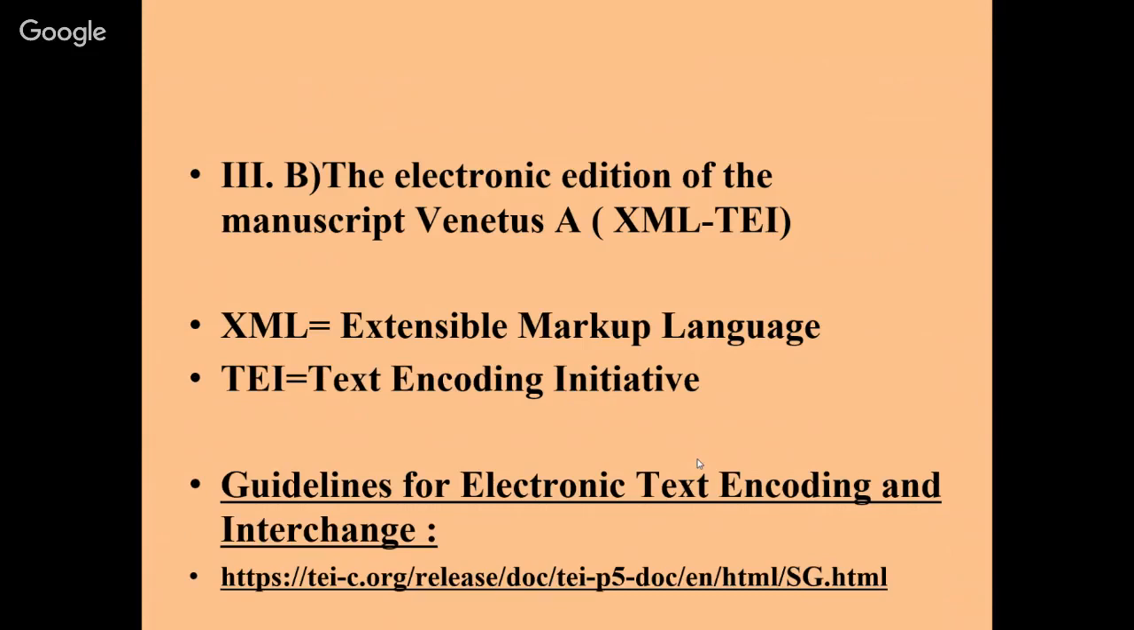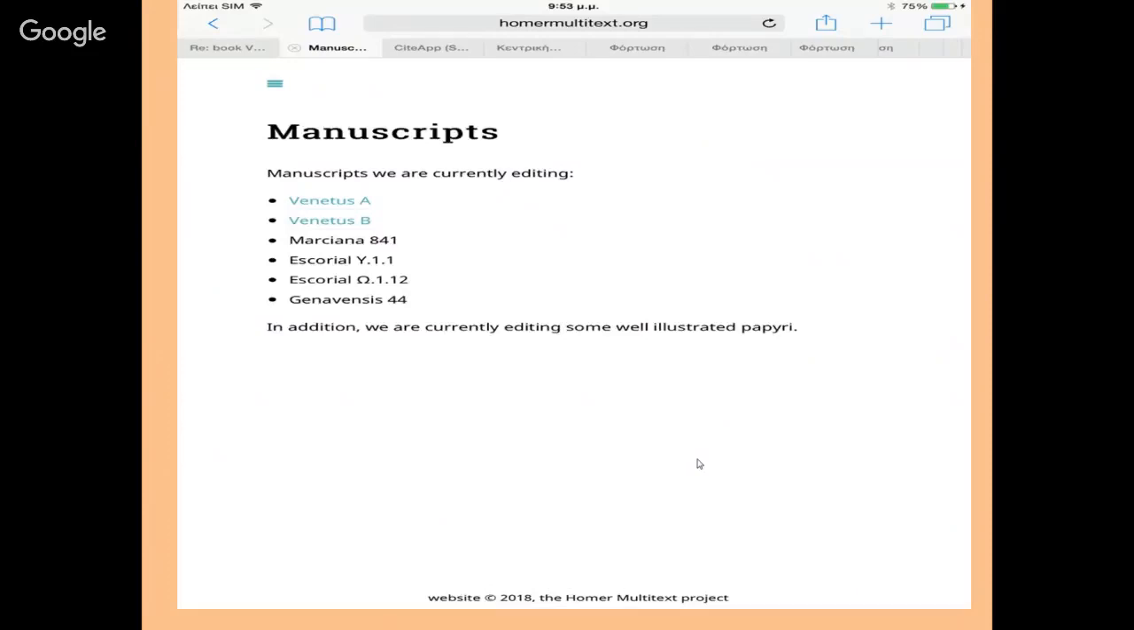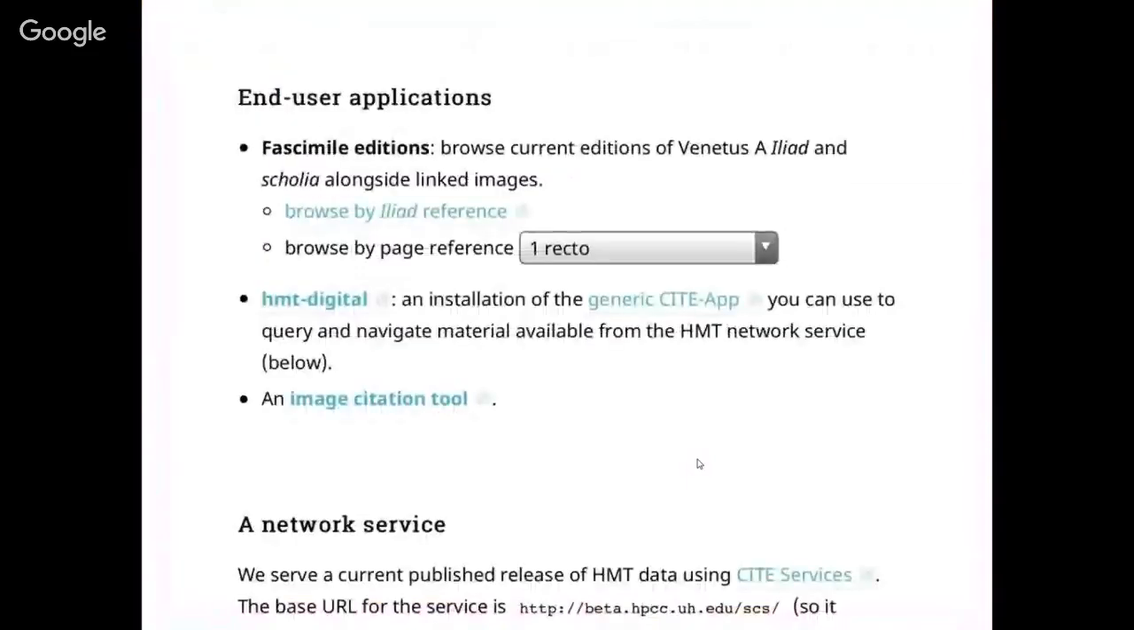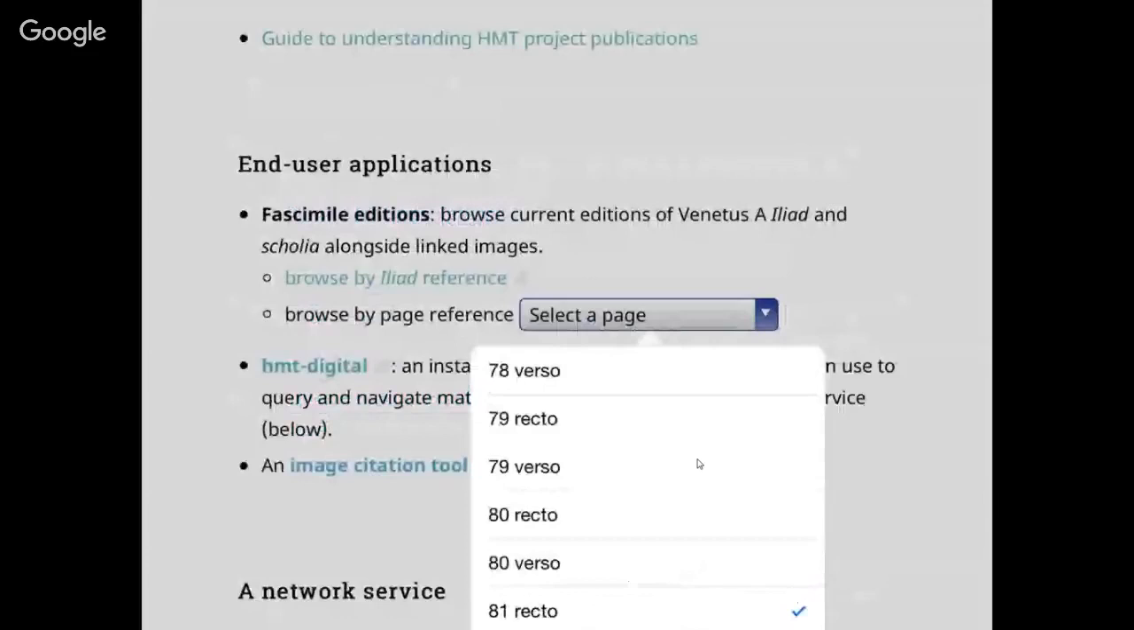There are two interrelated procedures that the researchers of the Center for Hellenic Studies have followed for creating the digital edition of this manuscript. First of all, we have the creation of an image index and map of all writing on each folio side, including the lines of the poetry, individual scholia, and other marks or images present on the page. As you see here, we can browse by page reference, and you can select the page of the manuscript on which we're going to make our searches.